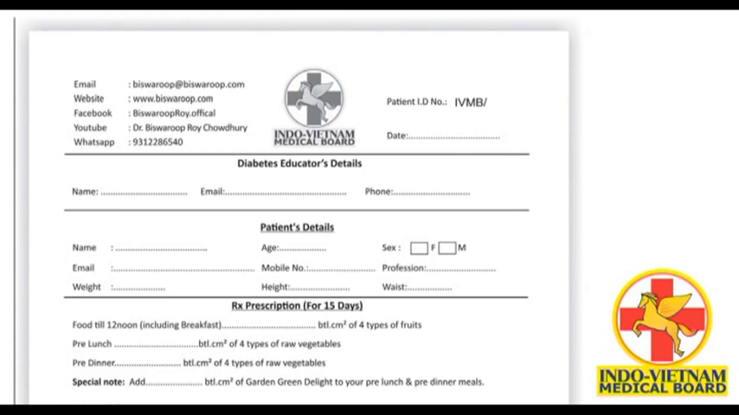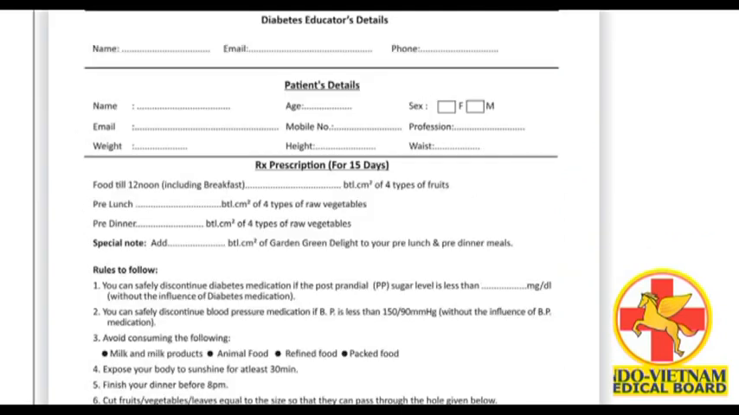Now, here there is a place where you have to write your name, your email ID, and your phone number as a diabetes educator, so that your patient knows your email ID and phone number, which will be helpful for him if he wants to reach you.